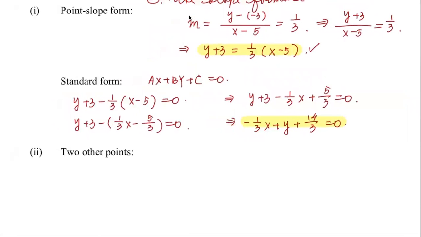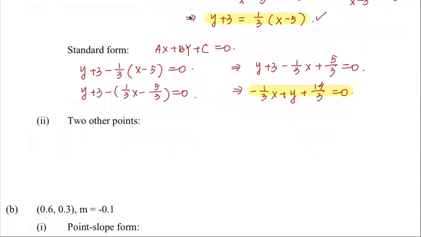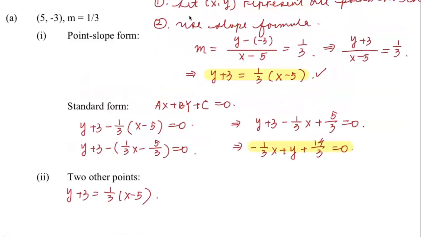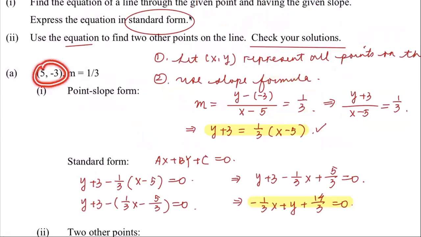So now 2 other points. This is the fun part. So let's use the point slope form. y plus 3 is equal to 1 over 3 times x minus 5. Okay, so let's recall what we did. How did we find this expression? We found this expression based on the point and the slope, right?